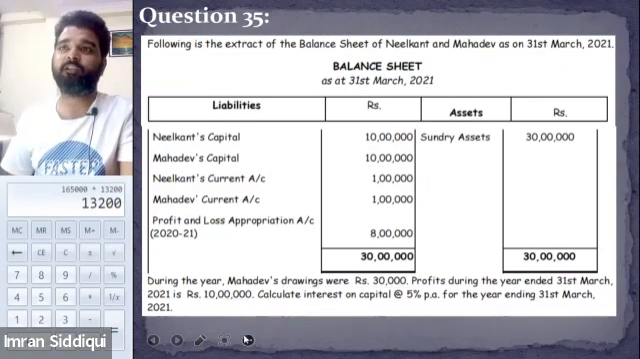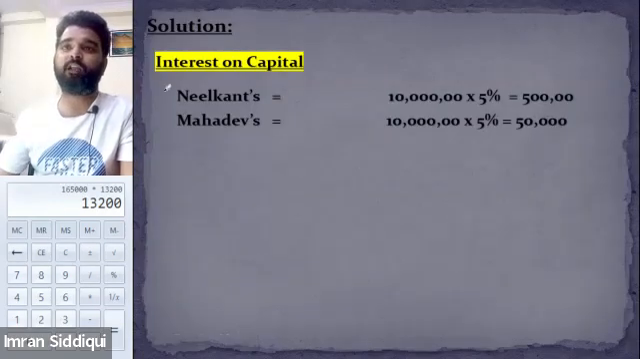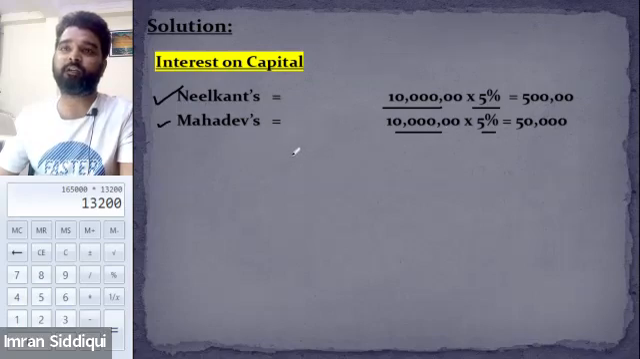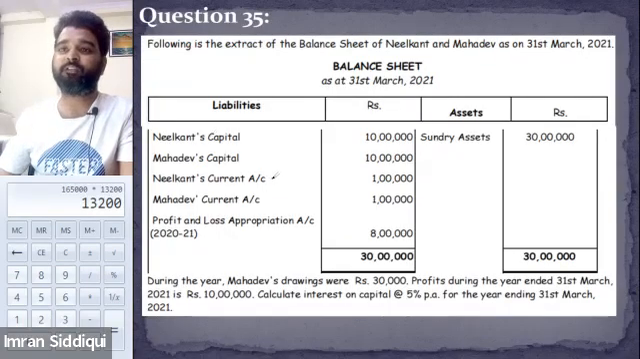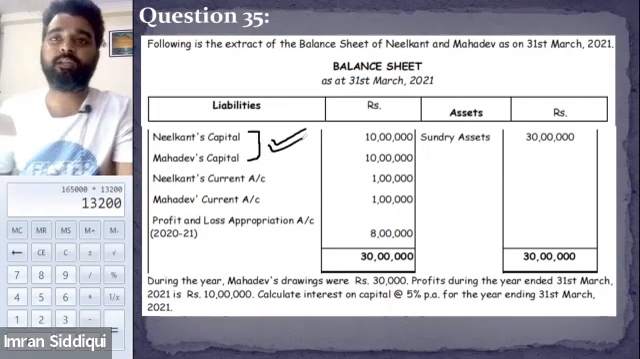So see, in the next slide, we have the solution of this question 35. Here you can see I have calculated interest on capital. For Neelkant, interest on capital will be 5% on 10 lakh. And for Mahadev also 5% of 10 lakh. That's it. Sir, why are we not finding out the opening capital balances of the partner? Because whenever current account and capital account balances are given in the question, we consider the closing capital of the partner as the opening capital itself. Therefore, we are not required to find out the opening capital of the partner.